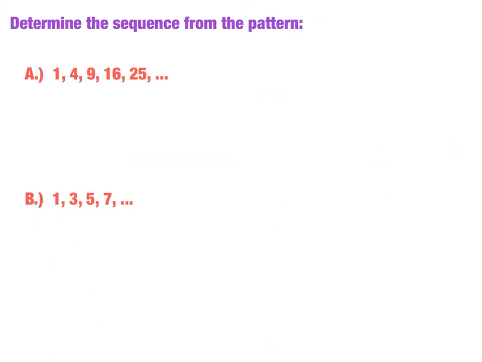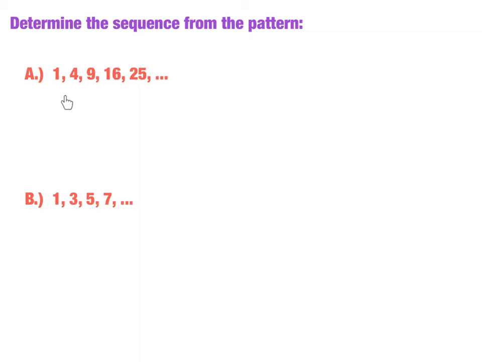Something that's a bit trickier is determining the sequence from a pattern, which means that we have to work backwards. When we're given the equation, it's easy to just plug in numbers. But if you have to work backwards, you have to know a little bit about numbers and patterns. So think of it like a puzzle. I have 2 examples here.